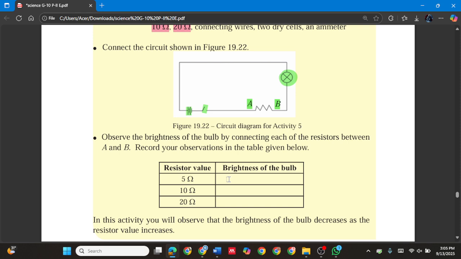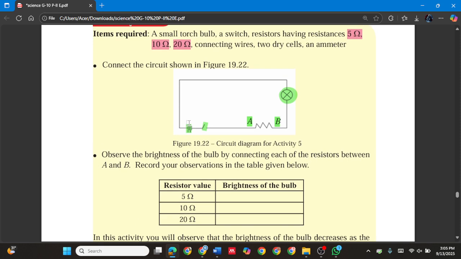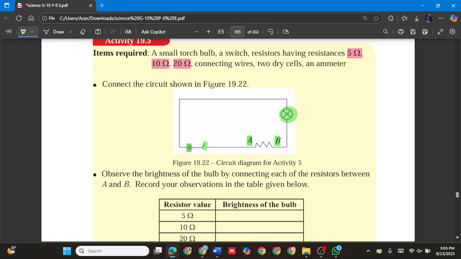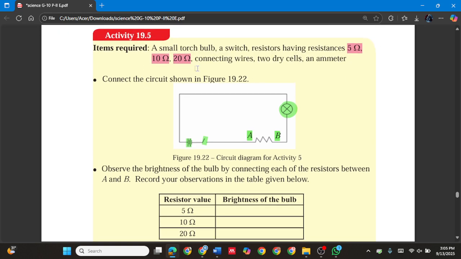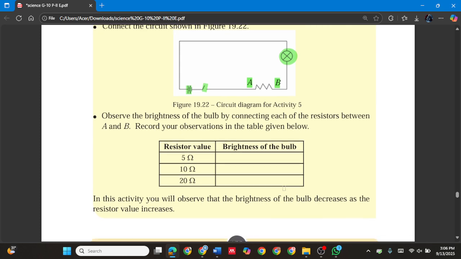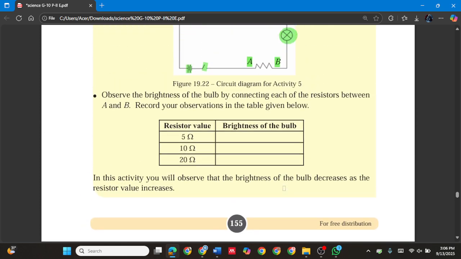Observe the brightness of the bulb by connecting each of the resistors between A and B. That means here we have used 5 ohm, 10 ohm, 20 ohm, 3 resistors. So you can connect them each one in between A and B and find out the brightness of the bulb. So what do you think?